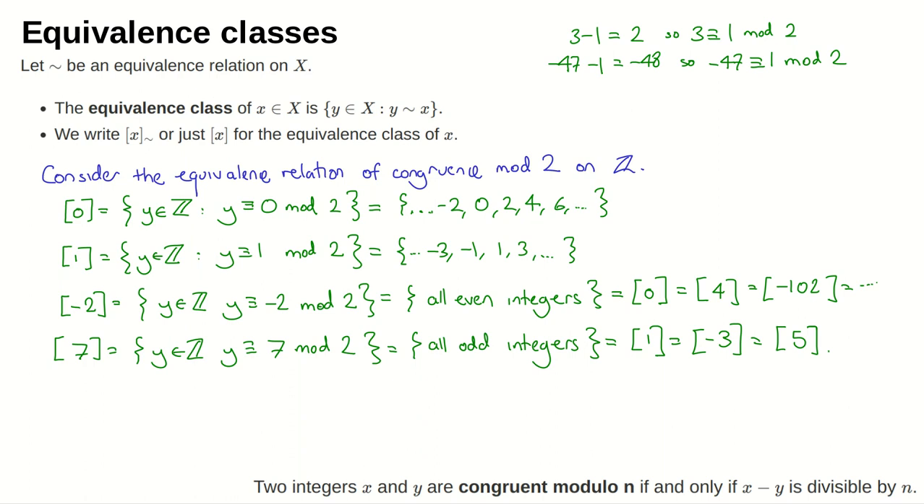So what it turned out was that for this equivalence relation of congruence modulo 2, there were only two different equivalence classes. And what's more, those equivalence classes split the integers up into two disjoint pieces, the odd numbers and the even numbers, with nothing in common between them. So what we're going to find out as we study equivalence classes further is that this property persists for all different kinds of equivalence relations.